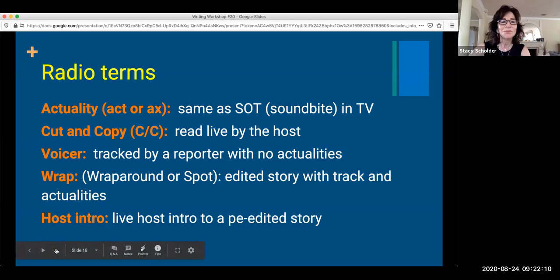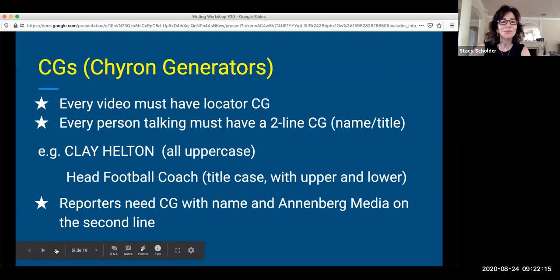Okay, and then CG, we mentioned just a little bit. CGs are for television. CG stands for Chiron generator. This goes way back in TV language. And every video should have a locator. Where is this? Is it Hollywood? Is it San Francisco? Is it New York City? All right, and every person should have a two-line CG. First one, the top one, being the name of the person, Clay Helton. The second line being his or her title. The title that is relevant to the story, okay?